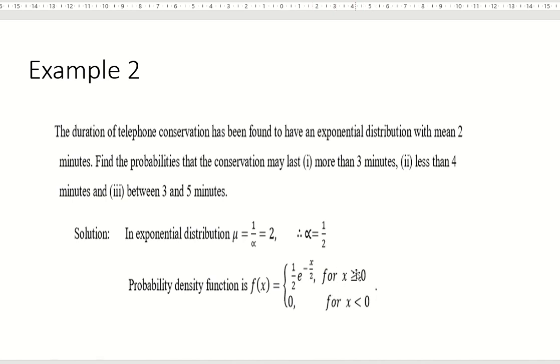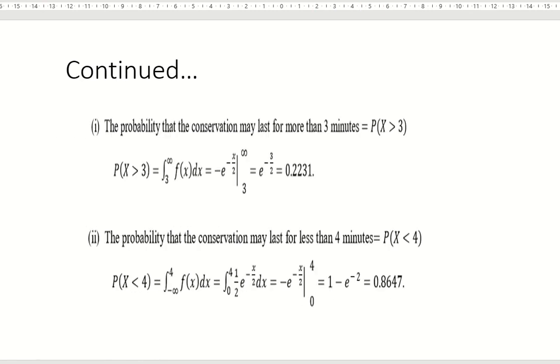Now, greater than 0 means it will take from 0 up to infinity, because the actual function limit varies from minus infinity to infinity. But here, in the first case, what is given? The probability that the conversation may last for more than 3 minutes. That means the minimum limit is 3 and the maximum limit is infinity. So P of x greater than 3 means the integral from 3 to infinity of f(x) dx.